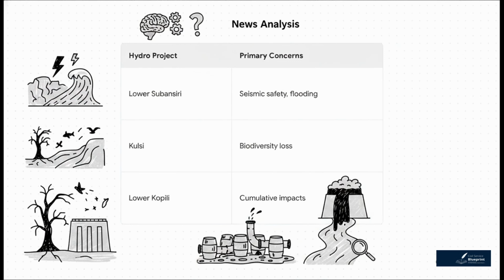Take the Lower Subansiri project. There are severe questions around seismic safety and downstream flooding. Then you have the Kulsi project, which threatens biodiversity and risks displacing communities in sensitive zones. And the Lower Kapili project is a classic example of a massive flaw in traditional EIAs. It completely ignores cumulative impacts, like the highly acidic water that's already flowing from upstream coal mining. These aren't just complaints. They are hard, objective data points you absolutely must use to balance any answer on infrastructure development.